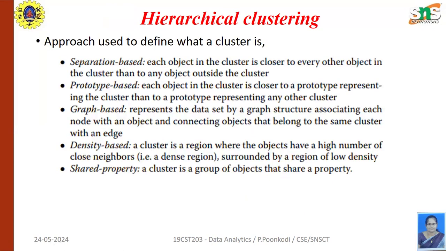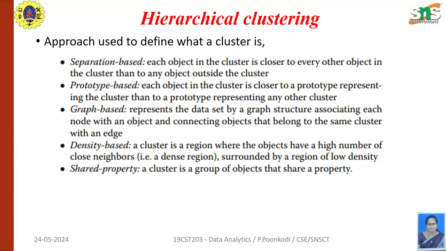The hierarchical clustering uses different types of approaches to define a cluster. The first one is the separation based, then prototype based, graph based, density based, and the final one is the shared property. In the separation based, the objects in a cluster are closer to each other than to the objects outside the cluster. Then the prototype based, here the grouping is done based on the prototype. If we are given a shape, if the shapes have 3 sides, 5 sides and 6 sides, they will be grouped based on the sides.